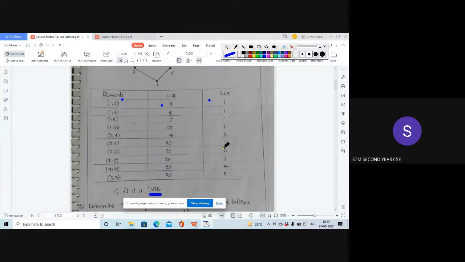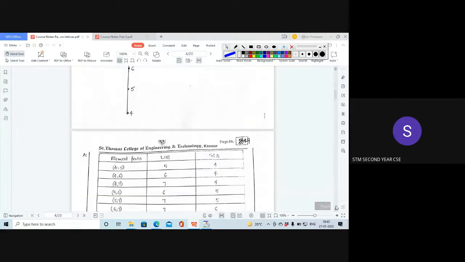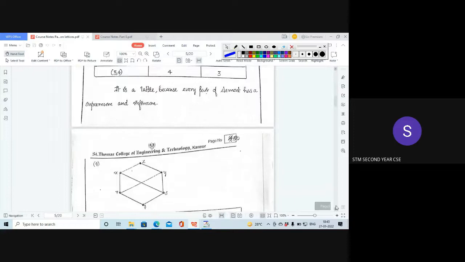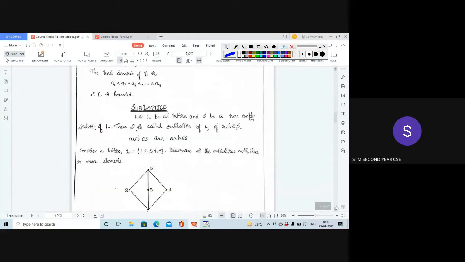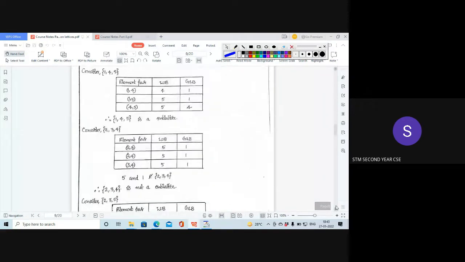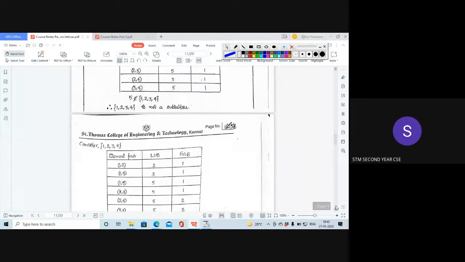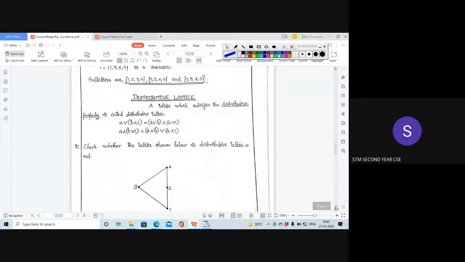Now we are going on to the next section, a very important section, distributive lattice. After covering distributive lattice, we will come to other types of lattices. Now, what is a distributive lattice?